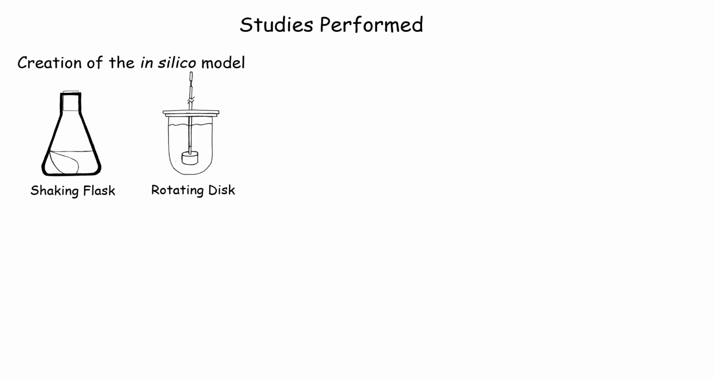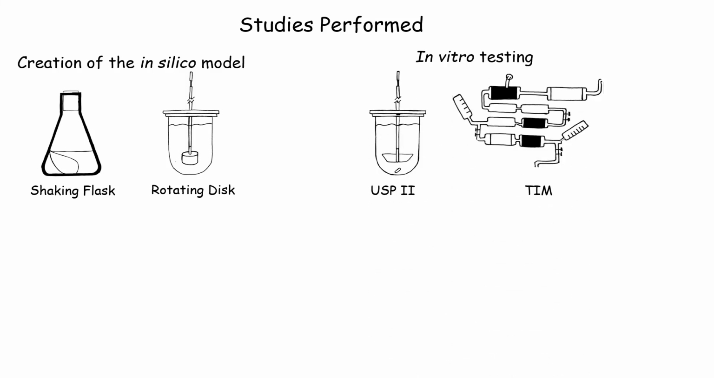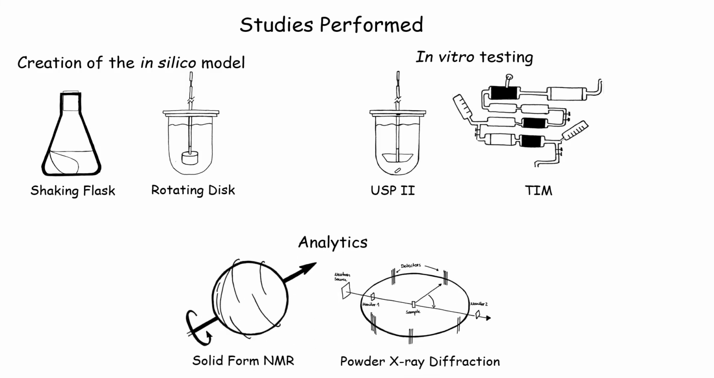In order to understand what exactly happens during the dissolution process, I need to collect as much and as accurate data as possible. Various experiments with different instruments are forming the basis for this. For the creation of the in silico model, dissolution data observed from the shaking flask and rotating disc are necessary. In vitro tests like USP2 apparatus or TIM using biorelevant media and conditions are simulating the environment in the human gastrointestinal tract. For the analysis of the structure of different substances, I use solid form NMR and powder X-ray diffraction.